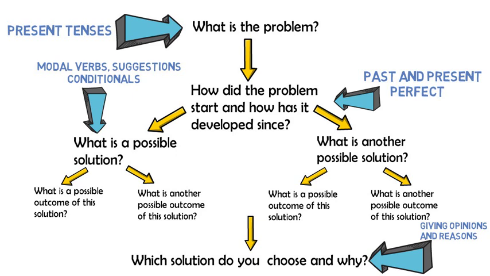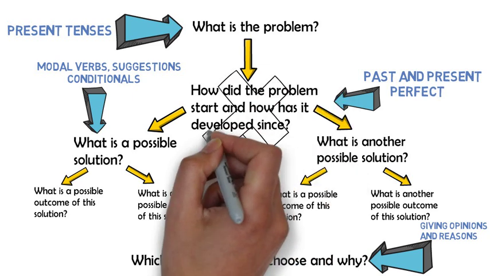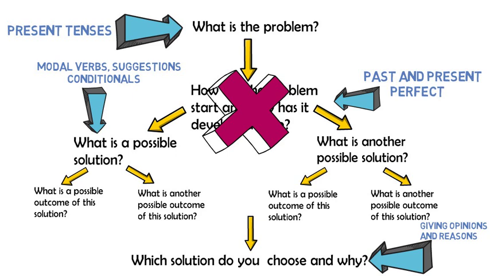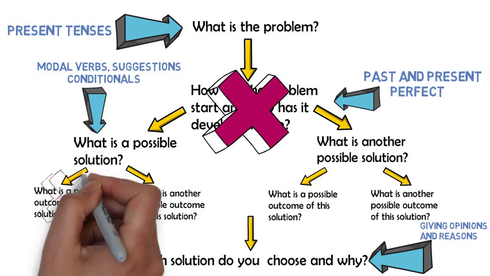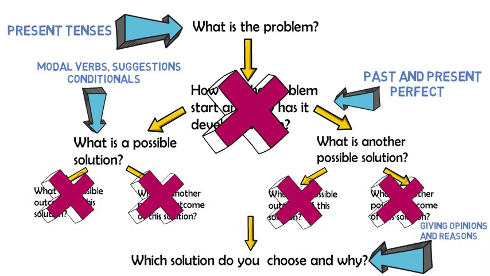Now, for lower level groups, just eliminate branches from the tree. For example, in the second question, you could kill and how has it developed since to skip the present perfect, or just omit this branch altogether. Or maybe you want to kill the parts where students speculate on possible outcomes of their solutions. The task is really adaptable, so modify however you like.